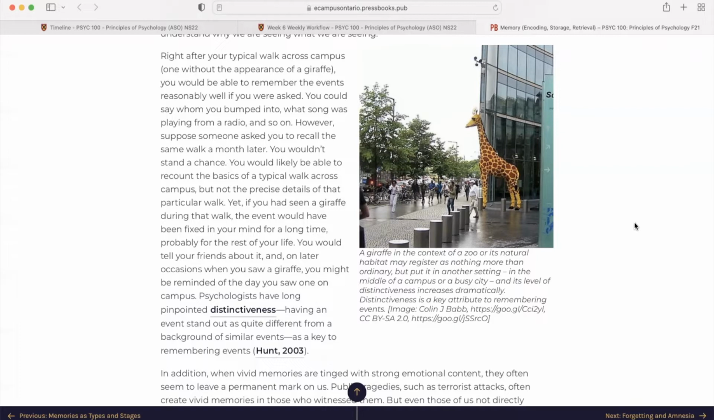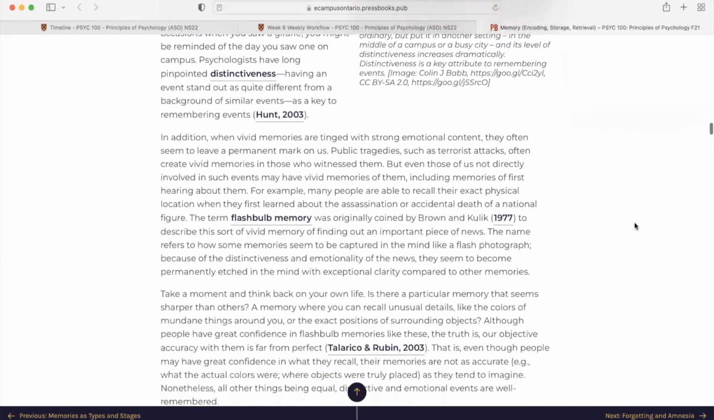Yet, if you had seen a giraffe during the walk, the event would have been fixed in your mind for a long time, probably for the rest of your life. You would tell your friends about it, and on later occasions when you saw a giraffe, you might be reminded of the day you saw one on campus. Psychologists have long pinpointed distinctiveness, having an event stand out as quite different from a background or similar events, as key to remembering events. Distinctiveness.